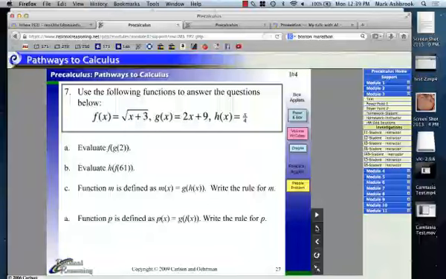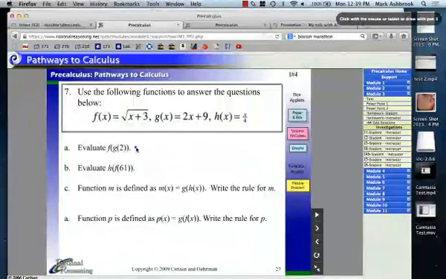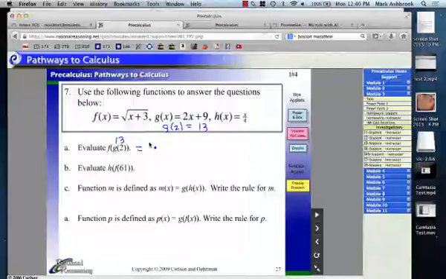It's totally valid. Okay? So f of g of 2, quickly here: I'm going to plug 2 into what? G. And I'm going to get what? G of 2 is 13, right? 2 times 2 plus 9, 13. And so then I'm going to do what? Plug 13 into here. And I'm going to get 4, square root of 13 plus 3, which is 4.